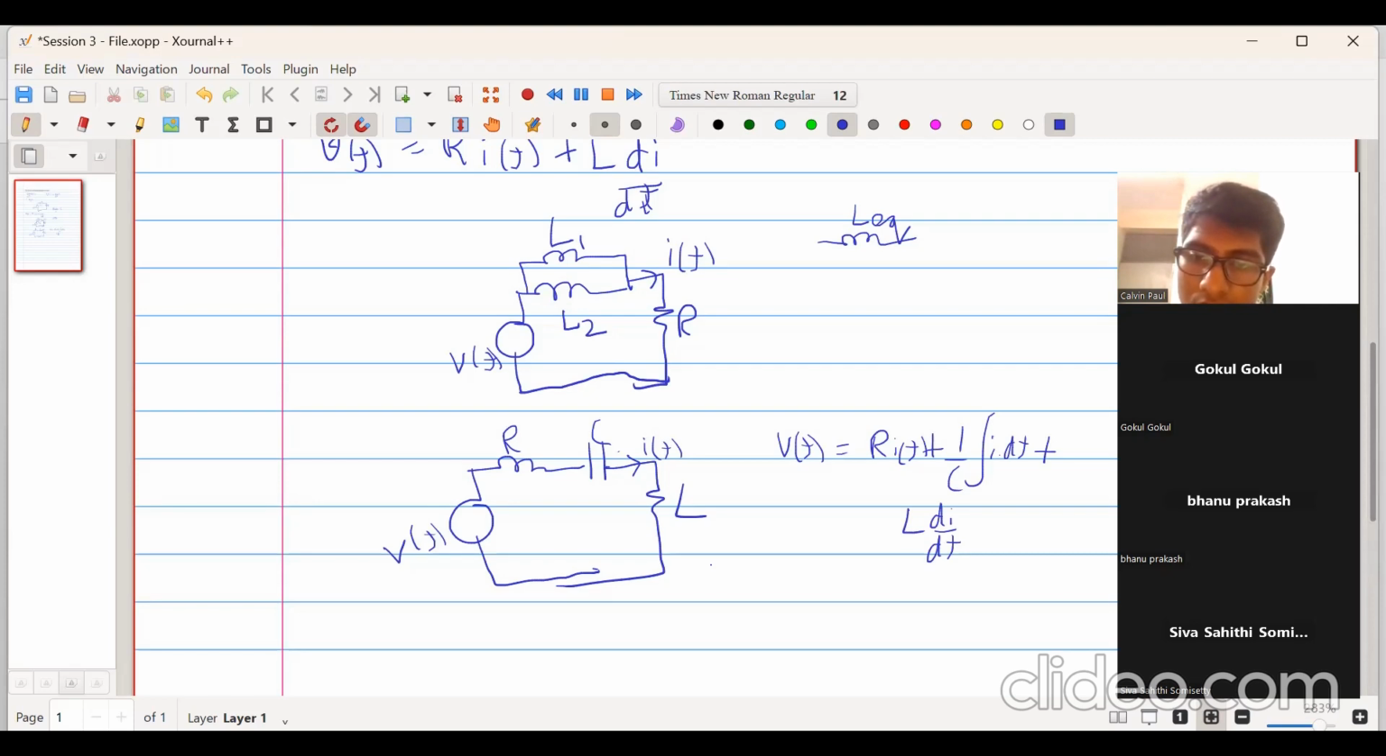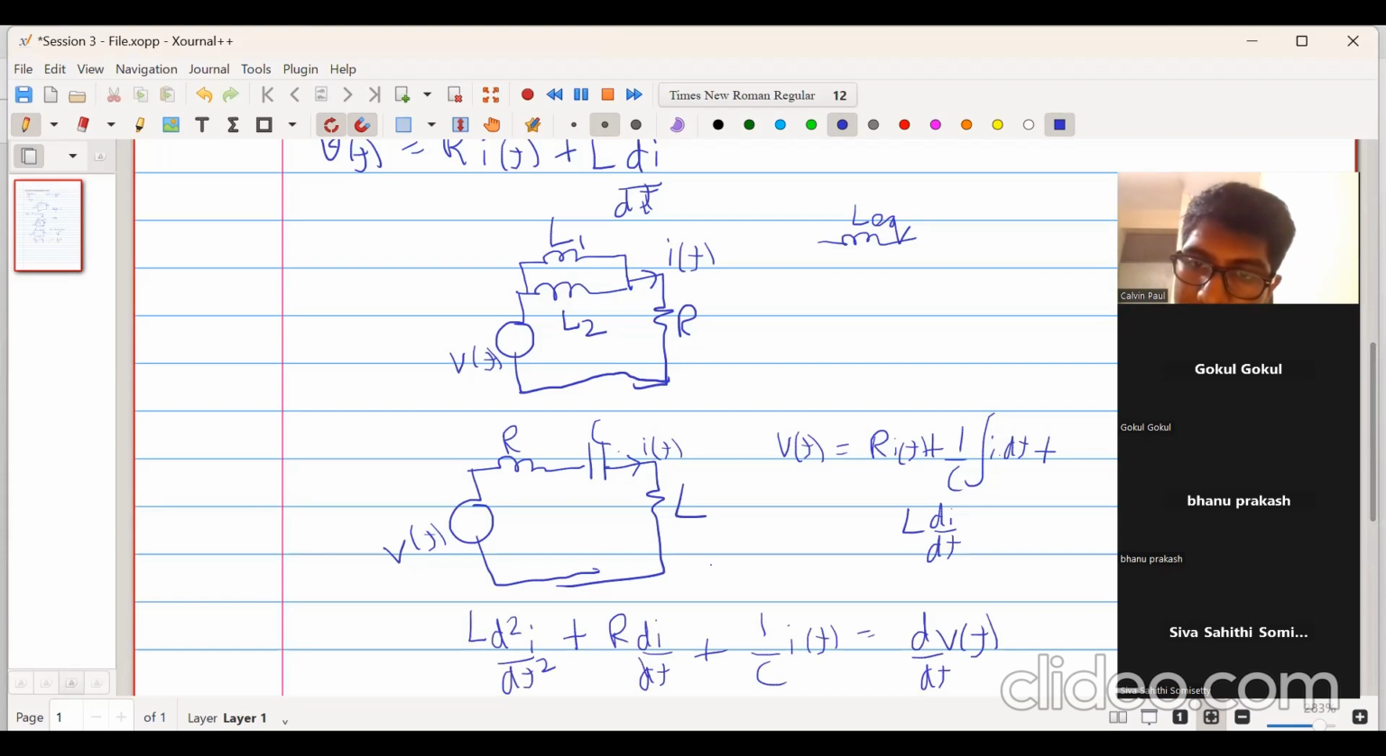So actually this is an integro-differential equation. It has an integral term as well as a differential term. So we will again apply differentiation. When we differentiate it with respect to time, it will come L d2i/dt2 plus R di/dt plus 1 by C into i(t) is equal to dv(t)/dt. Okay, so this is the thing.